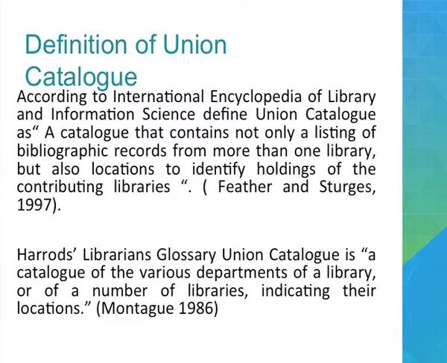And another definition is by Harrod's Librarians' Glossary. Union Catalog is a catalog of various departments of a library or of a number of libraries indicating their location. Means through the Union Catalog you can search the catalogs of a number of libraries and you can find out where that book is available. So, that kind of facility Union Catalog provides. If I summarize this, a Union Catalog is a catalog of more than one library. However, a catalog only deals with the holdings of one library. So, that is a major difference between the catalog and the Union Catalog.